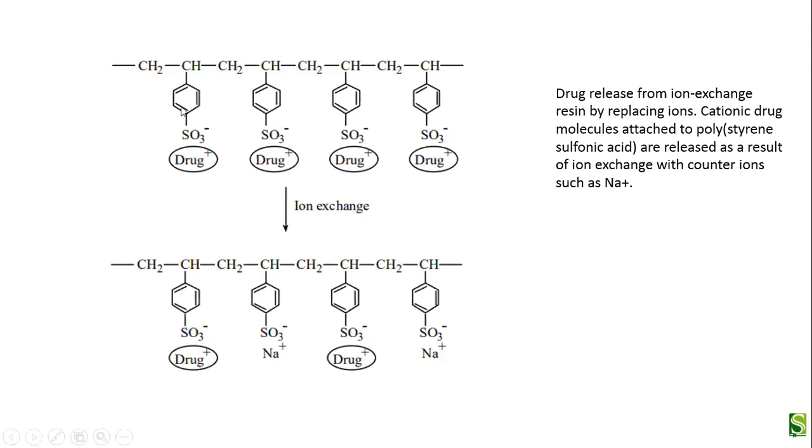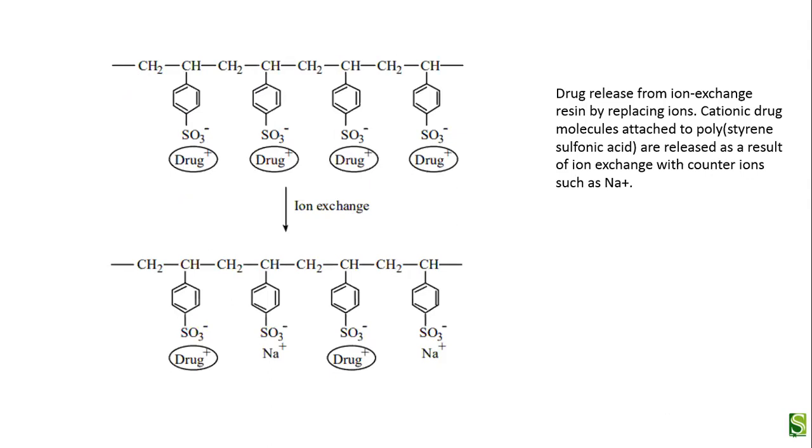You can see here a cationic drug molecule is attached to a polystyrene sulfonic acid. Now this moiety, the sulfonic acid, is negatively charged and your drug is positively charged. So what is going to happen when you give this type of drug or medicine? Mostly ion exchange resins are formulated in the form of suspensions.